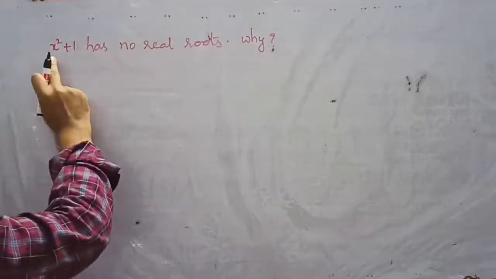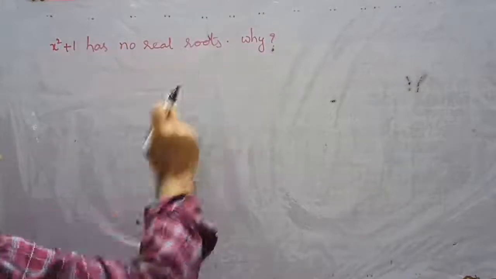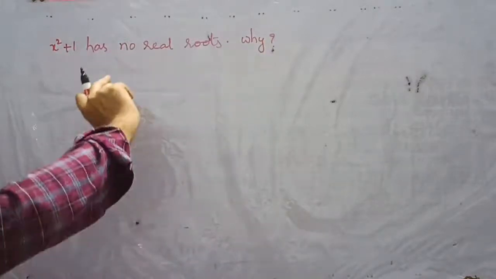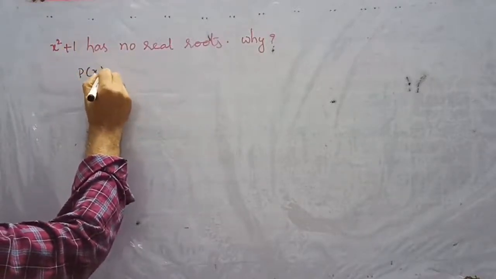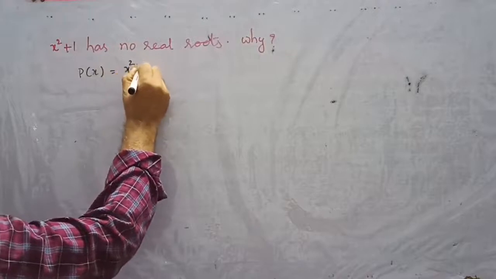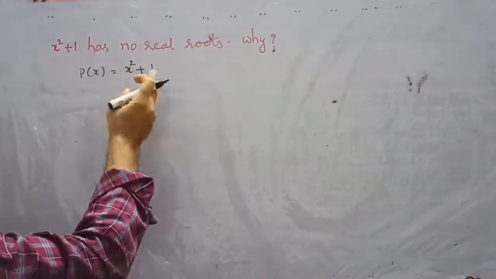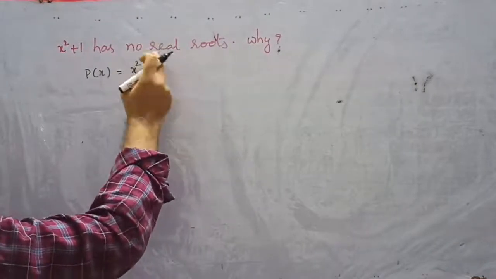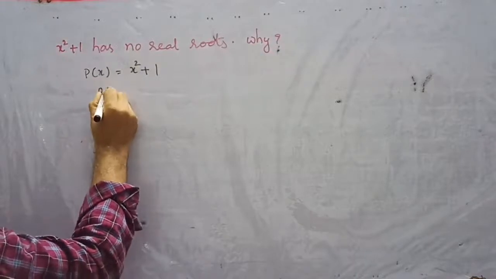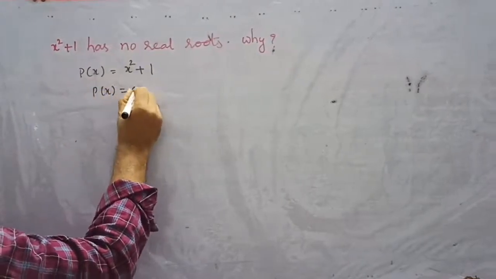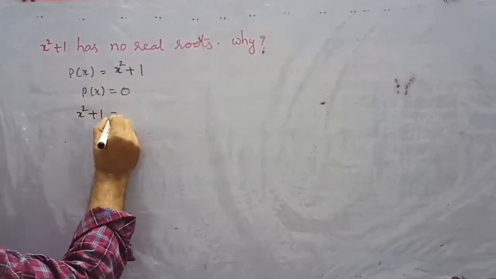Next question, x square plus 1 has no real roots. Why? This is the question. Now first the given polynomial is P of x, P of x is equal to x square plus 1. It has no real roots. Now we have to verify the roots of the given polynomial. So first we have to equate the given polynomial to 0, that is P of x is equal to 0. Then P of x is nothing but x square plus 1 is equal to 0.